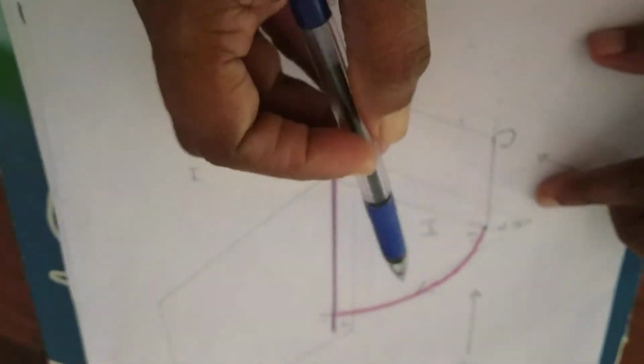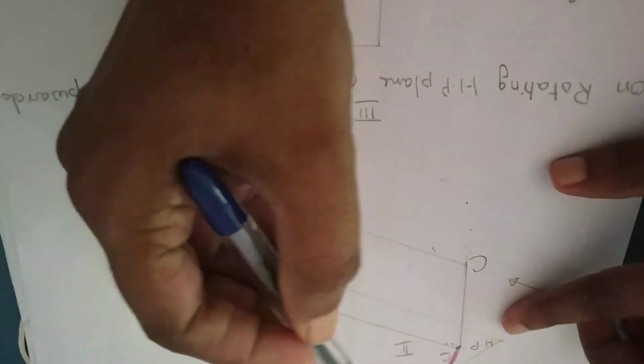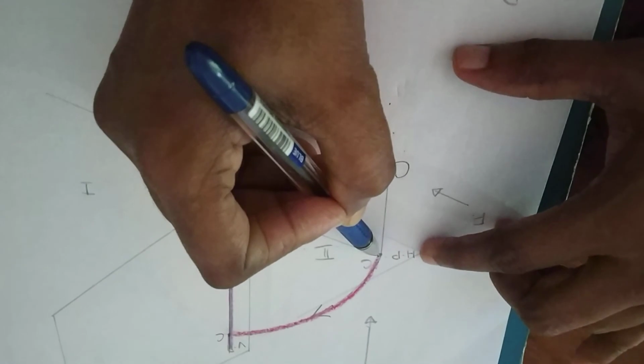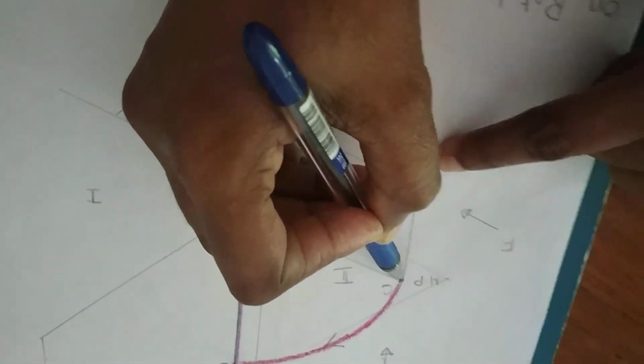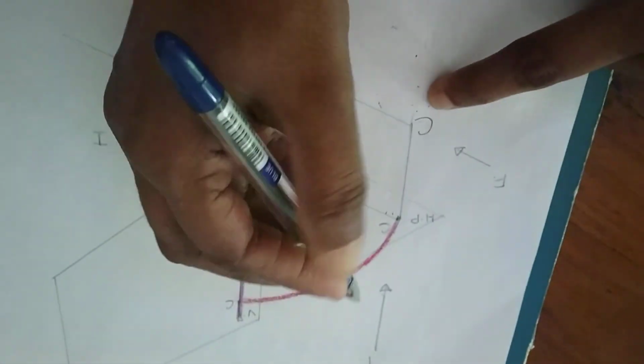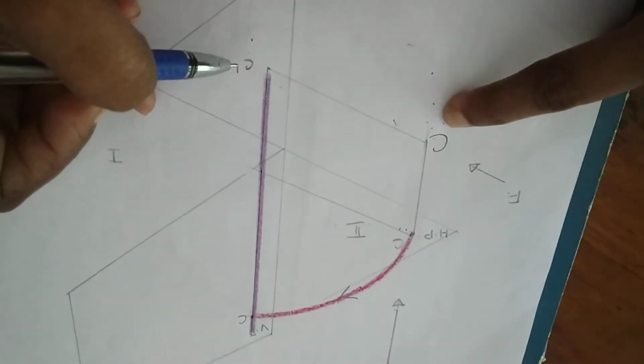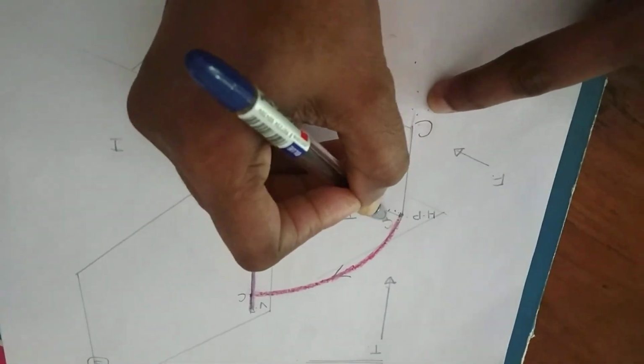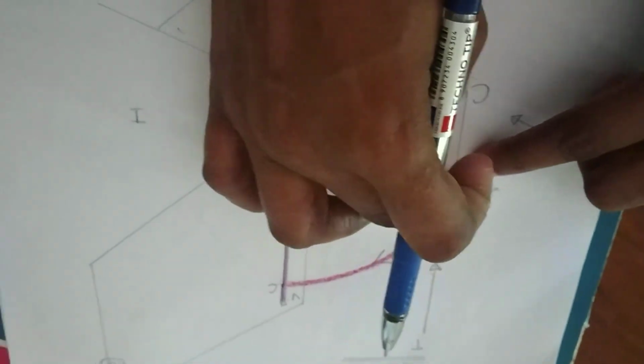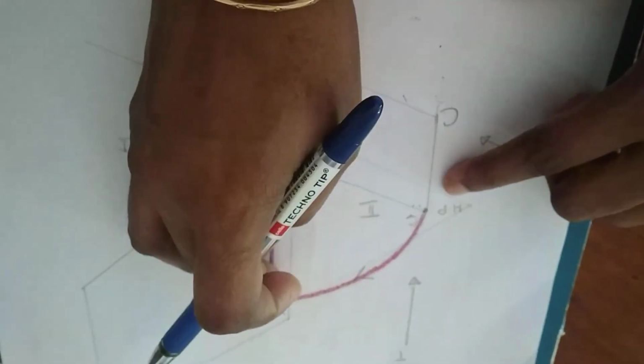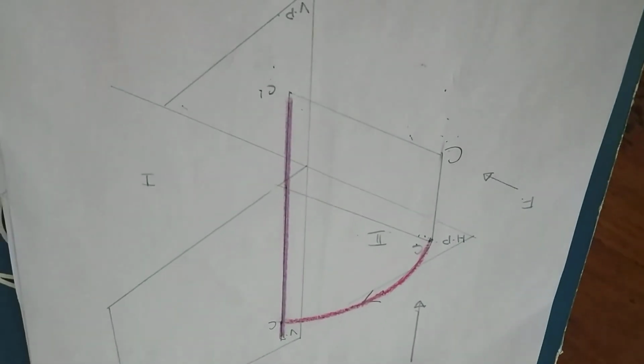So what has happened here? Once again I'll explain it to you. Once the HP plane moves upward, point C, that is the top view of the point, small c, I've denoted with a small letter, and C dash is for my front view, C for my top view. The top view, the top point, has rotated and moved upwards. So this is how I have shown it here.